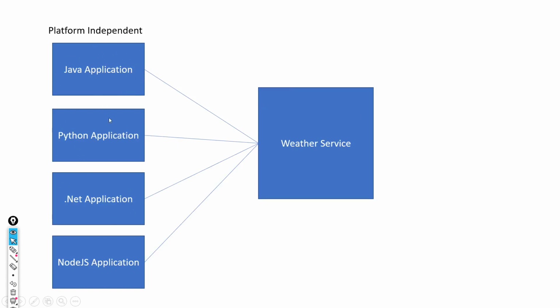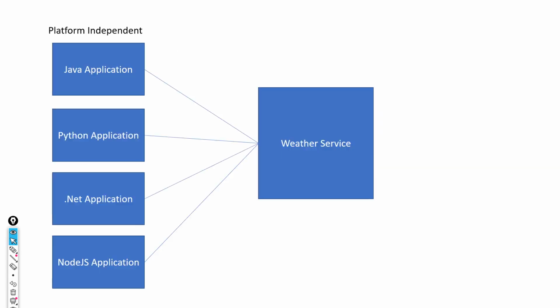All these applications can be developed with different programming languages. It can be Java, Python, .NET, Node.js, or SAP, whatever programming language they can use and develop. And the weather service also can be in any format, C Sharp or C or any programming language. All these applications will talk to the weather service and get the weather information, do forecasting, and display it on the web UI or Android UI, wherever they want to display.